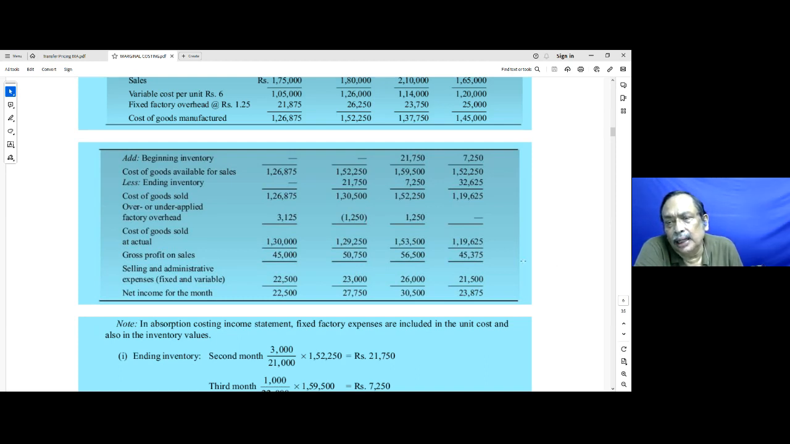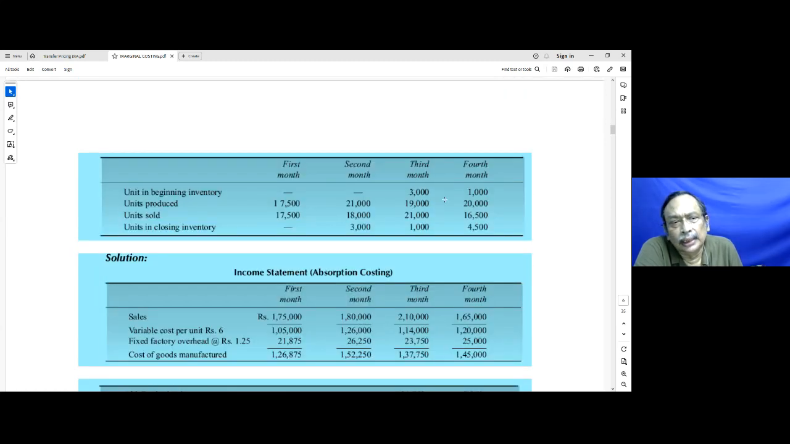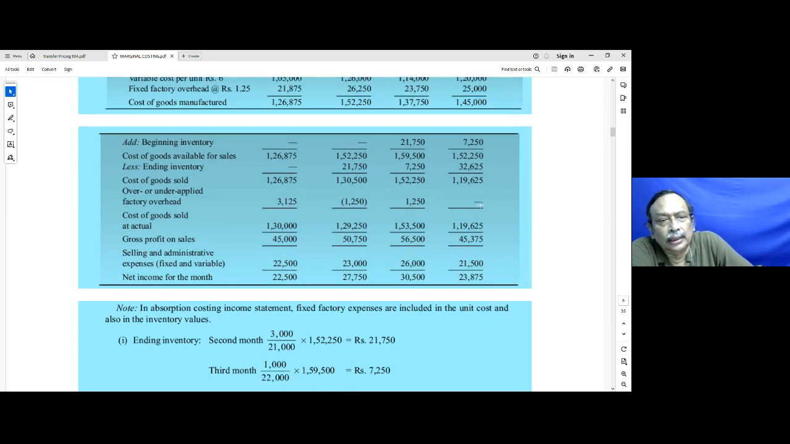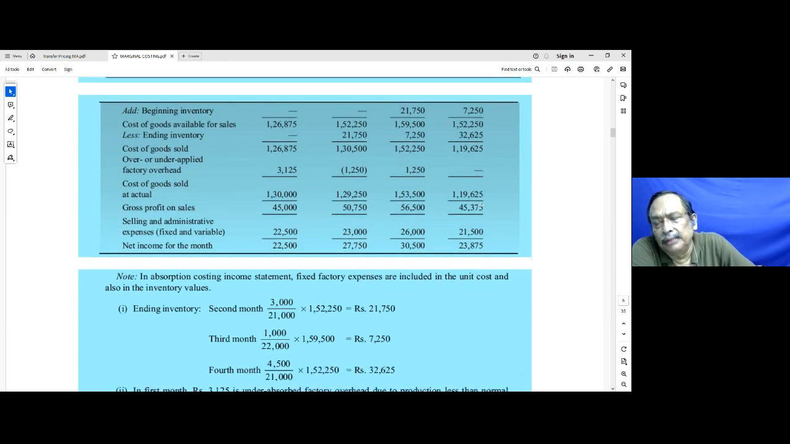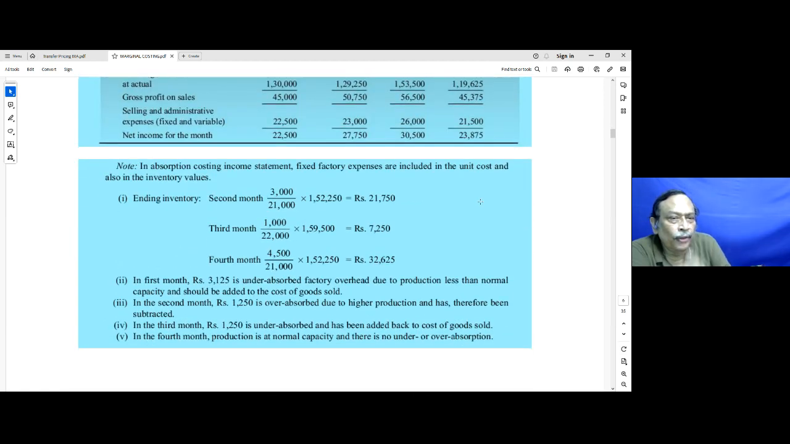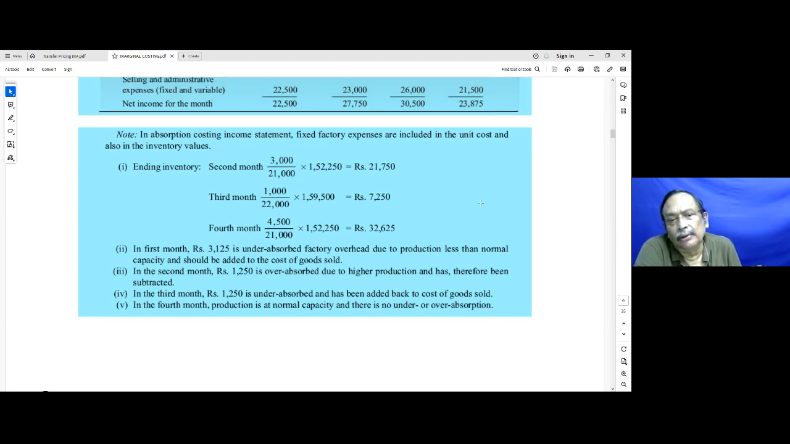And there is no under or over absorption because units produced 20,000, which is the normal capacity also 20,000. So there will be no question of any under or over absorption. So cost of goods sold at actual, we get 1,19,625. Then after deducting it from sale, we get gross profit on sales. Then selling and administrative expenses, fixed and variable we deduct. So we get net income for the month. So ending inventory, I have already told you how we have valued.